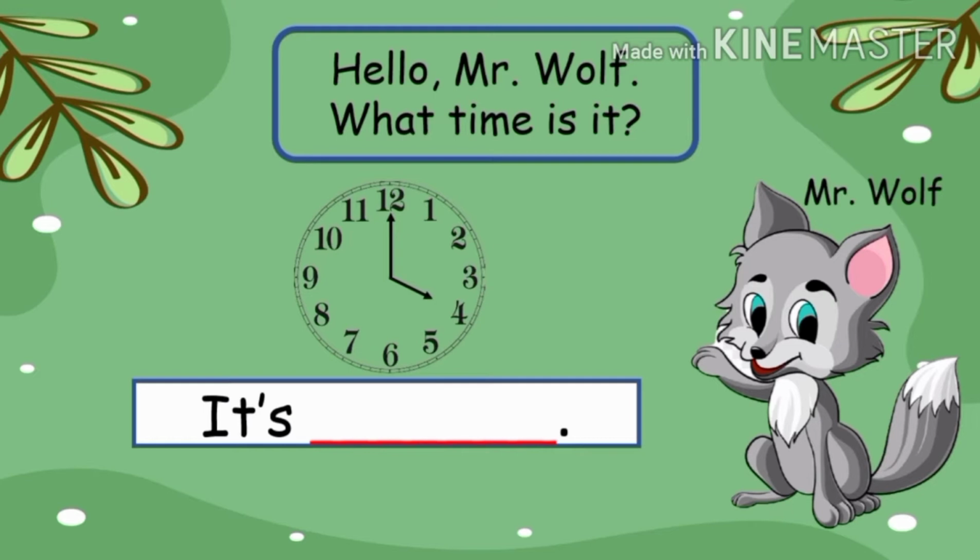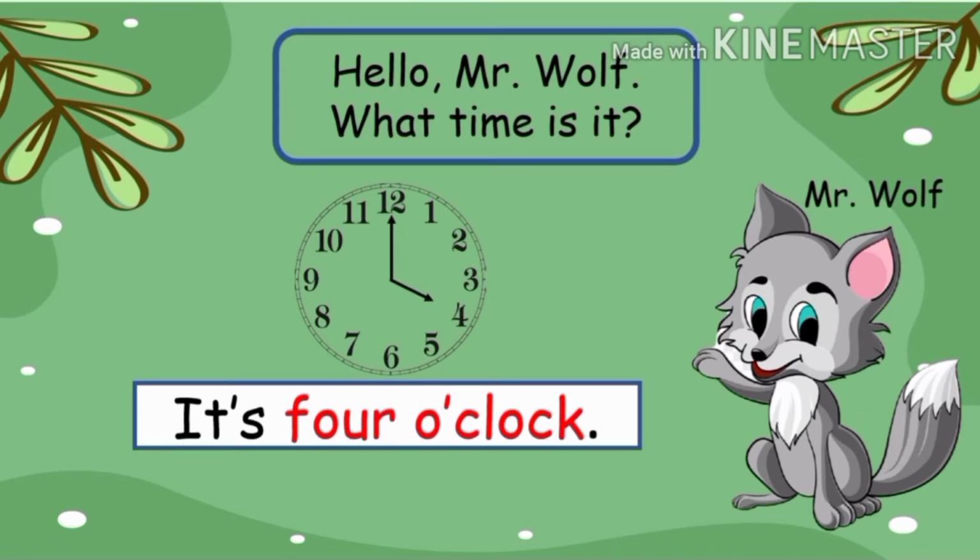This is a clock Mr. Wolf give. So, look at the long hand. The long hand is pointing at 12. Jarum panjang menunjukkan ke nombor 12. And the short hand is pointing at 4. Jarum pendek pula menunjukkan ke nombor 4. So, what's the time? Do you know the answer? Yes, the answer is it's 4 o'clock. It's 4 o'clock.